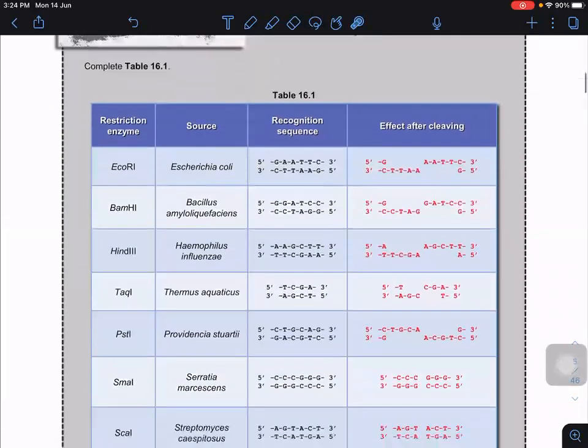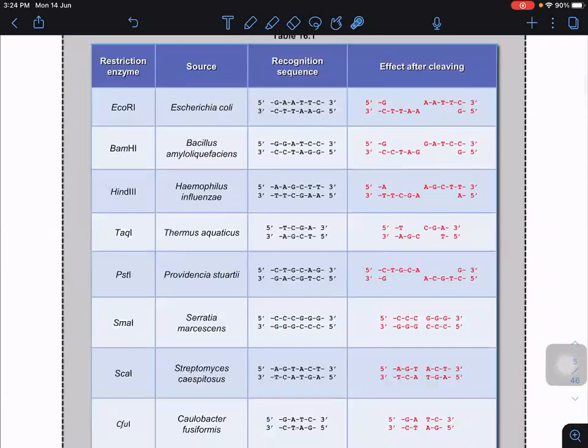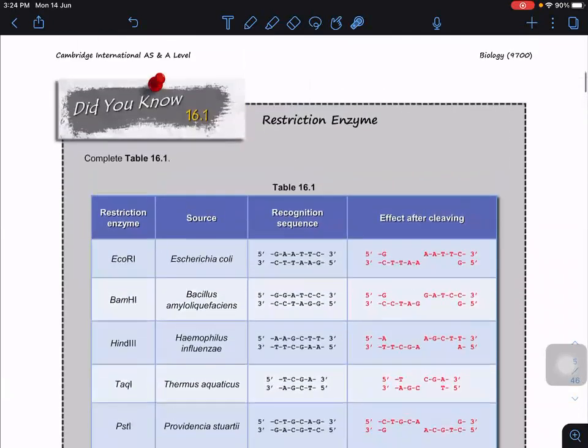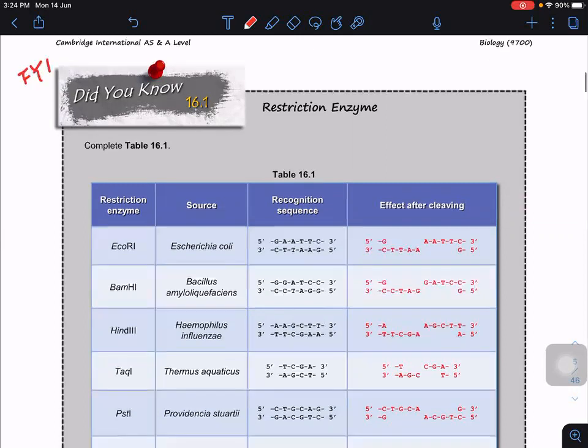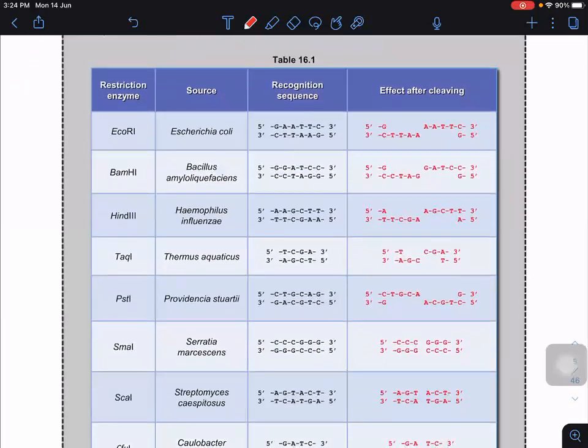So this one again, you do not need to remember, it is just for your information only. Guys, when you look at my notes, when I put something in this kind of box, did you know? This is just for your information, not in the syllabus. Only two. If you want to remember these two, BamHI, we're going to use it later in one of the gene transfer models. Another one is EcoRI. We're going to talk about it. EcoRI and BamHI, these two, we frequently use.